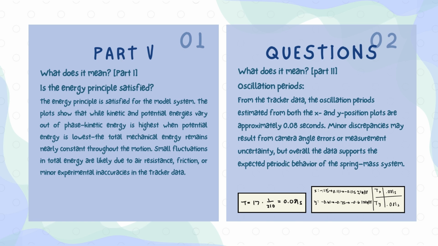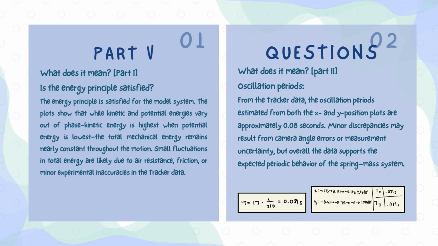Part 5. For the first question, is the energy principle satisfied? The energy principle is satisfied for the model system. The plots show that kinetic and potential energies vary out of phase, with kinetic energy the highest when potential energy is the lowest, while the total energy remains nearly constant throughout the motion. Small fluctuations in total energy are likely due to air resistance, friction, or minor experimental inaccuracies in the Tracker data.